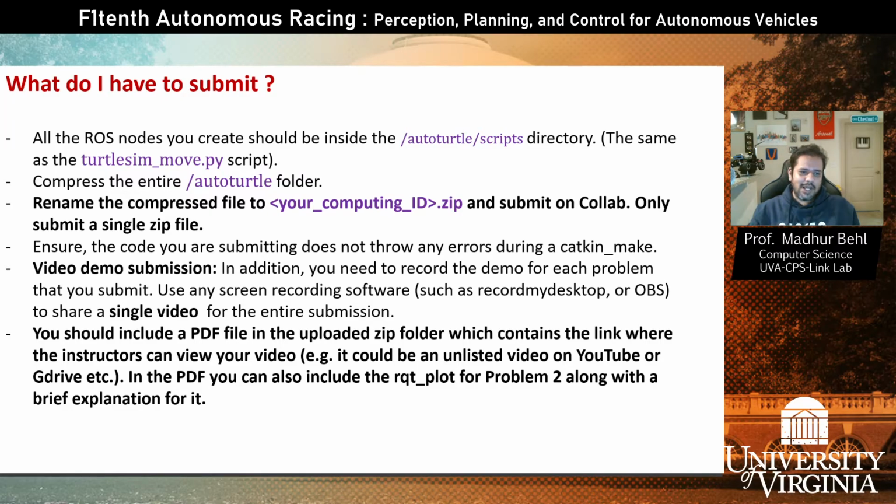Before upload, it would be a good idea to make sure that if you run a Catkin make on the workspace which has the AutoTurtle folder, it doesn't throw any errors in your AutoTurtle scripts. Because internally we will have to run Catkin make when we download and unzip the submission. If the AutoTurtle package throws errors and doesn't build or compile, then we won't be able to give you any credit for the code part, because we aren't able to run your code. So to ensure that your code runs, do that as well.